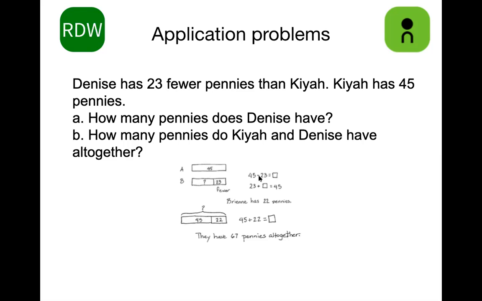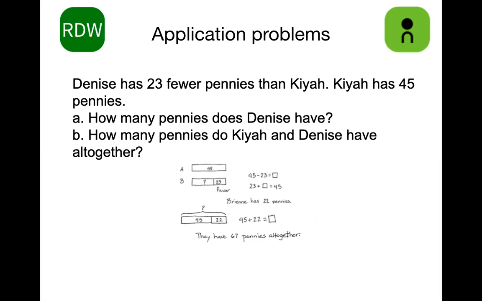Now, even though that is horizontal, we can also work that the vertical way. 45 minus 23. So, if I know that 5 take away 3 is, if you said 2, that is correct. And then 4 minus 2 is, you're right, 2. So 45 minus 23 is 22. So Denise has 22 fewer pennies than Kaya.